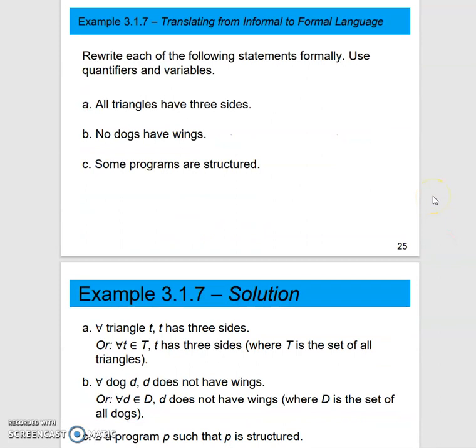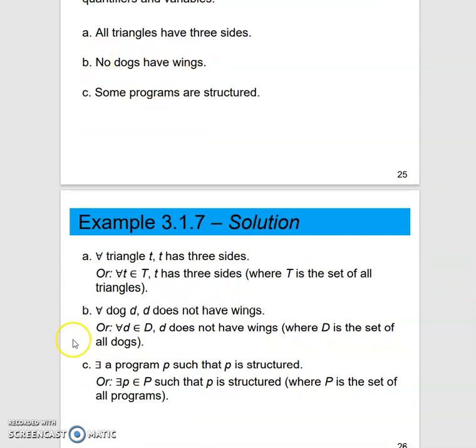All right, so here are some informal statements. Let's try to write them formally. All triangles have 3 sides. I'm going to write that as for all triangles T, T has 3 sides. And again, you can see a couple other ways I could write that as well. No dogs have wings. I would say for all dog D, D does not have wings. And again, you can see another way to write that as well. Some programs are structured. I'm going to write that there exists a program P such that P is structured, because that tells me I've got at least one of them, which is more or less equivalent to the word some.